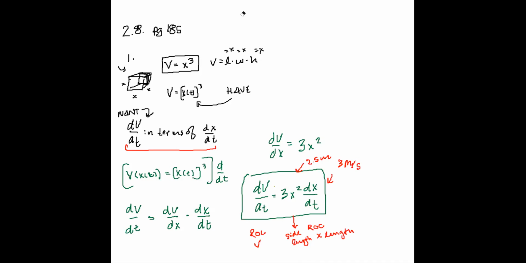Okay, let's do problem 3, which is very similar to problem 1, and I believe it's the same in both books. So we have a square, and each side of a square is increasing at a rate of 6 centimeters per second. At what rate is the area of the square increasing when the area of the square is 16 centimeters squared?